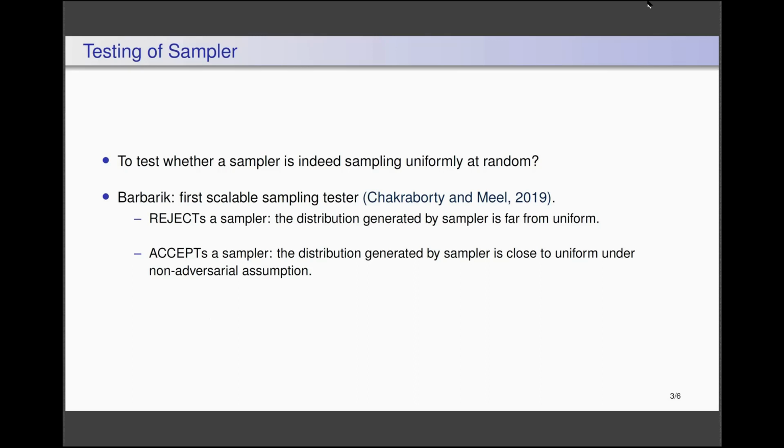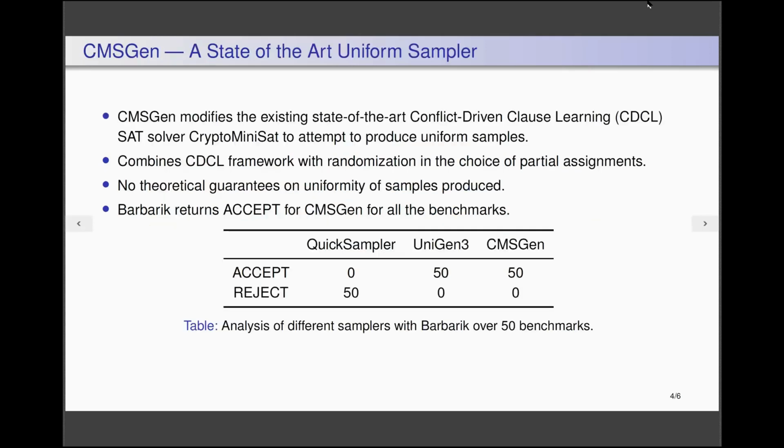Barbarik rejects a sampler if the distribution generated by the sampler is far from uniform, and it accepts a sampler if the distribution generated by the sampler is close to uniform. The availability of Barbarik has the potential to spur various developments of sampling methods that can be accepted by it. Towards this, we designed a new uniform sampler called CMSGen. CMSGen modifies the existing state-of-the-art CDCL-based SAT solver CryptoMiniSat to attempt to produce uniform samples.